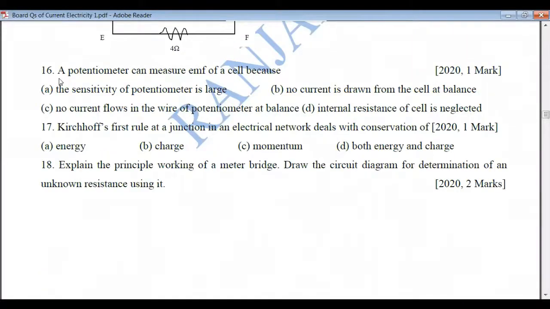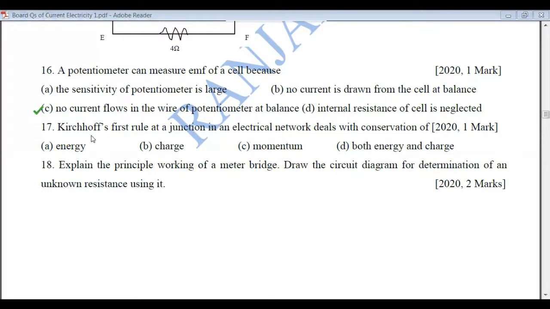Question number 16, which came in 2020 for 1 mark. It's an MCQ question. A potentiometer can measure EMF of a cell because, four options are given. A: the sensitivity of potentiometer is large. B: no current is drawn from the cell at the balance. C: no current flows in the wire of the potentiometer at the balance. And D: internal resistance of the cell is neglected. We know that at the balance point, there is no current flowing in the potentiometer wire. So the correct option is C.